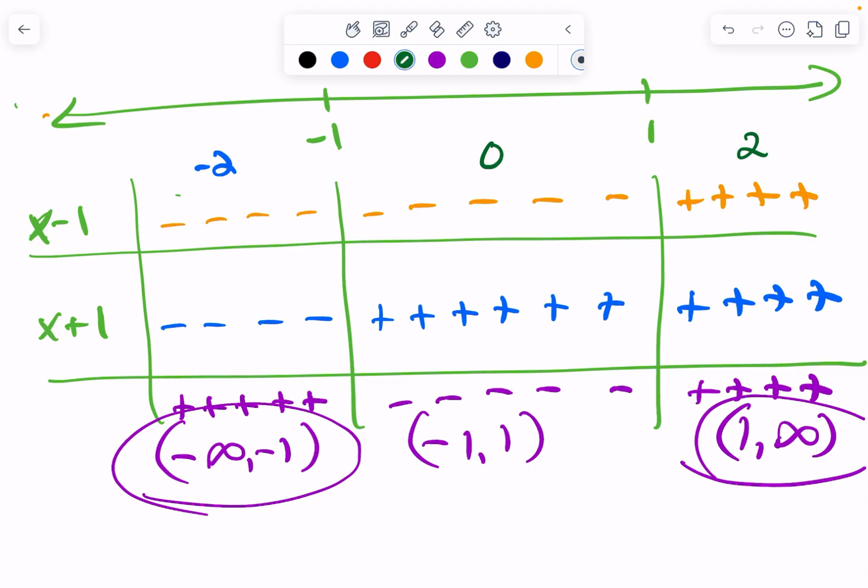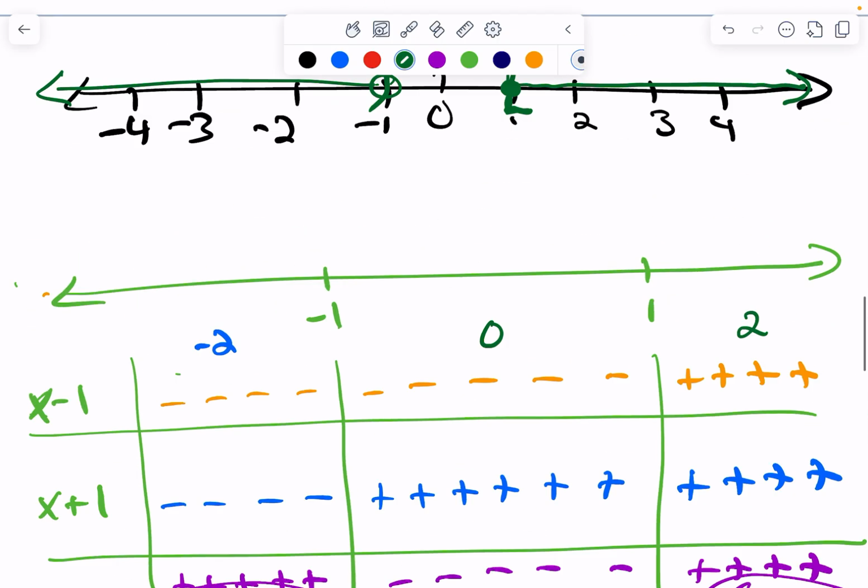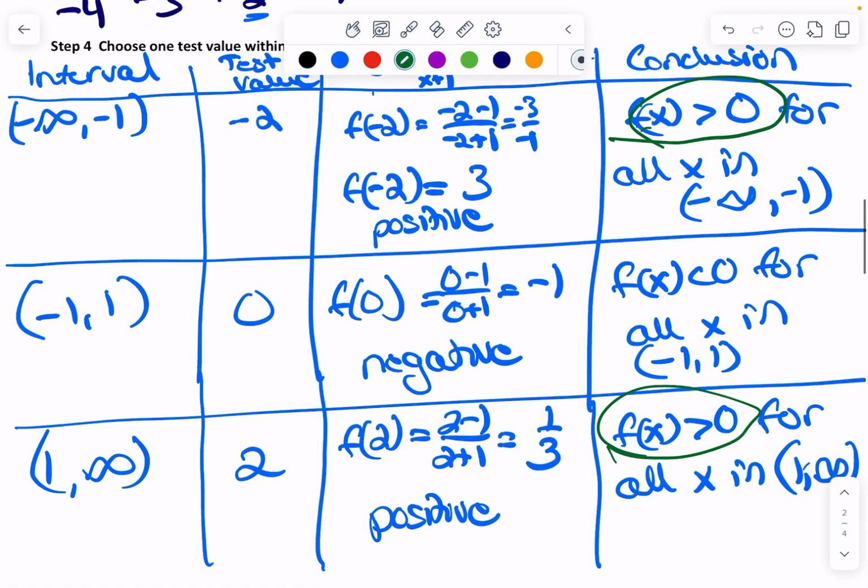Again, this is just a different way of doing it, just showing you an option instead of doing this table right here. We get the exact same answer. Feel free to use whichever method works for you.